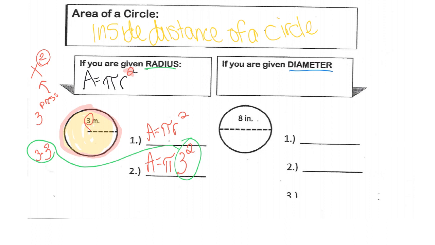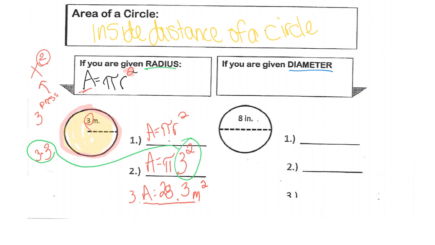So when you do pi times 3 squared, you should get 28.3. And because it's area, our units are also squared.